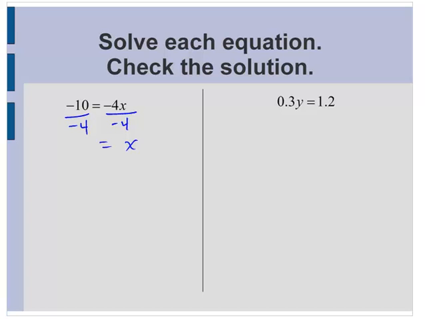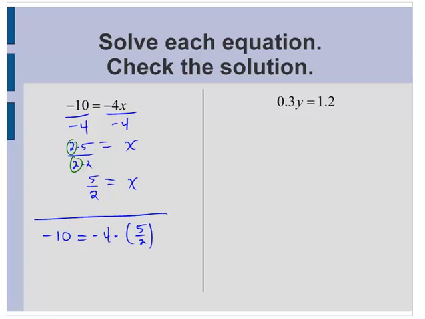I know it's a positive, but let me think of that 10 as a 2 times 5, and that 4 is a 2 times 2, and removing the common factor of 2, I would have x equals 5 over 2. Checking my work. Negative 10, is that equal to negative 4 times 5 over 2? Treating that 4 as a 4 over 1, I would have negative, right? A negative times a positive is negative. And let me think of that 4 as a 2 times 2 times 5 over 1 times 2, and removing the common factor, that would give me negative 10 over 1, which is negative 10.